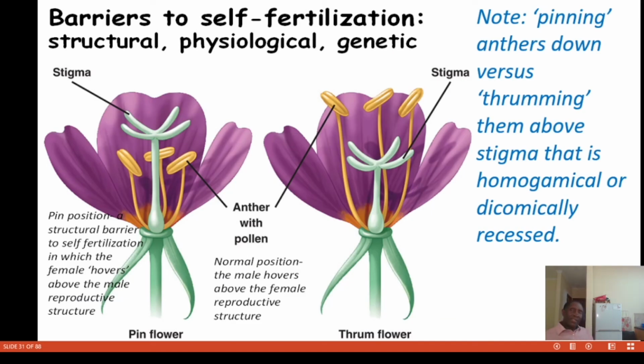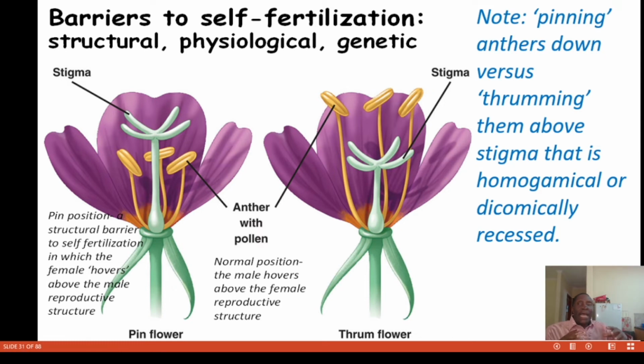Now let's get to this idea of the thrum and the pin. The control is structural, it's physiological, it is genetic. And these pictures are very clear. Let's use the verb pinning to put a pin flower in perspective.